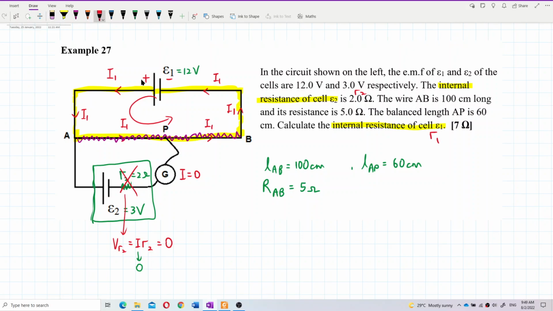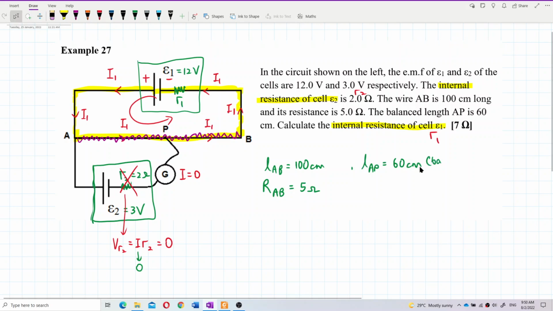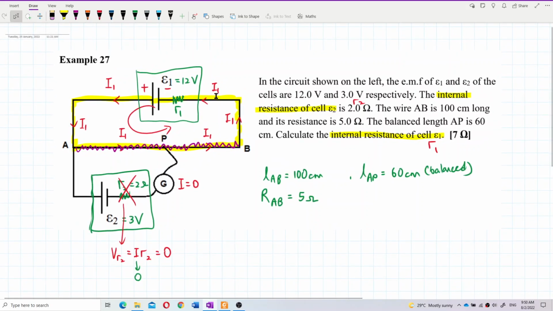So I can say there is internal resistance also for battery 1, E1. So this is the battery. Understand? But this R1 has potential drop because there's current at the top circuit, but at the bottom circuit there's no current because this length AP is the balanced length. So when balanced length, the current is zero. There's no current at the below circuit. So the potential drop across the internal resistance at the below is zero. But for R1 at the top, there is potential drop because there is current. Understand?